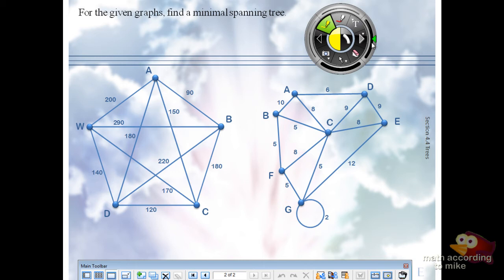So for the pentagram on the left, looking at all those weights, which one's the smallest weight? A to B, 90. Good. Now looking at the remaining weights, which one's the smallest weight? There's a smaller one. D to C, 120.